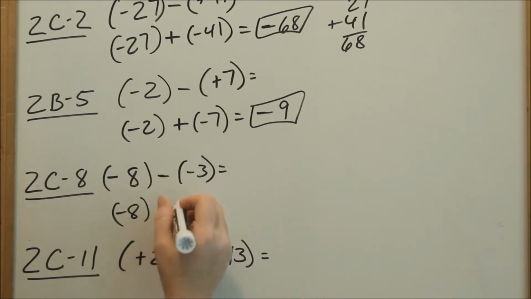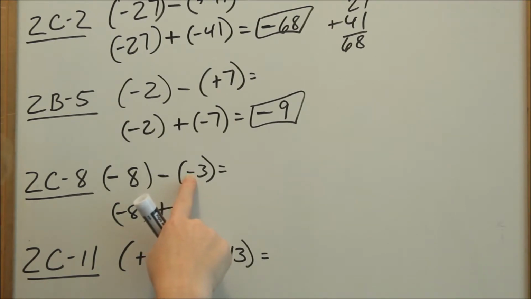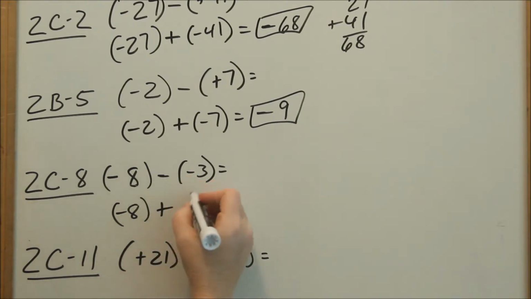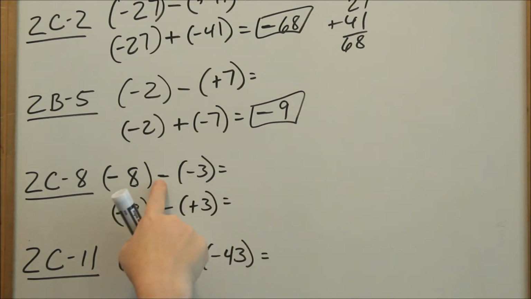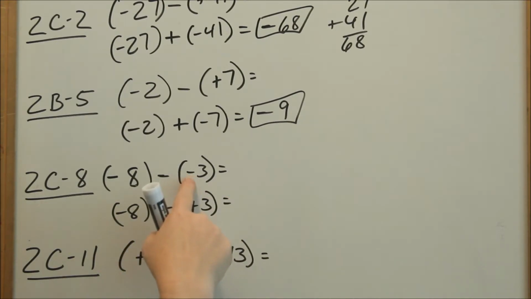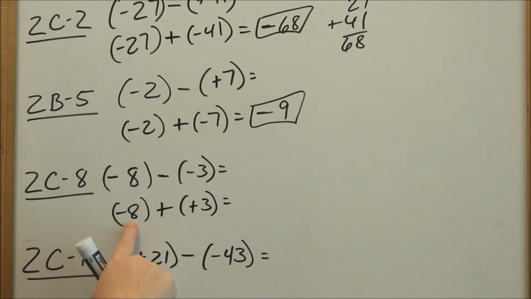So change this to a plus sign, then this needs to be the opposite sign that's already there. So then this becomes a plus sign. This symbol says be the opposite. This one needs to be the opposite. Change this to a plus and then change this to the other sign, the opposite sign. Okay? So then this becomes you owe 8 plus you have 3.